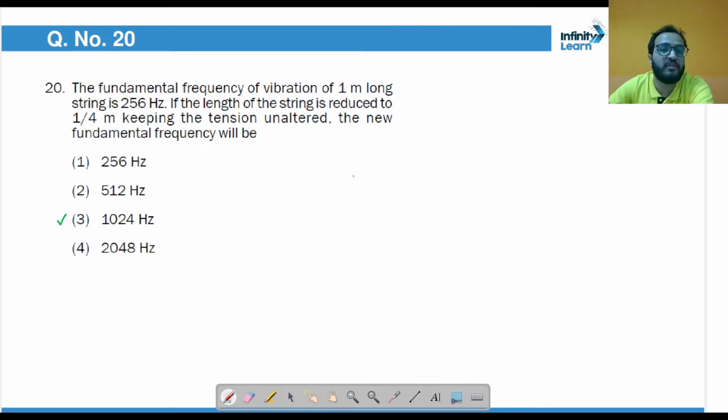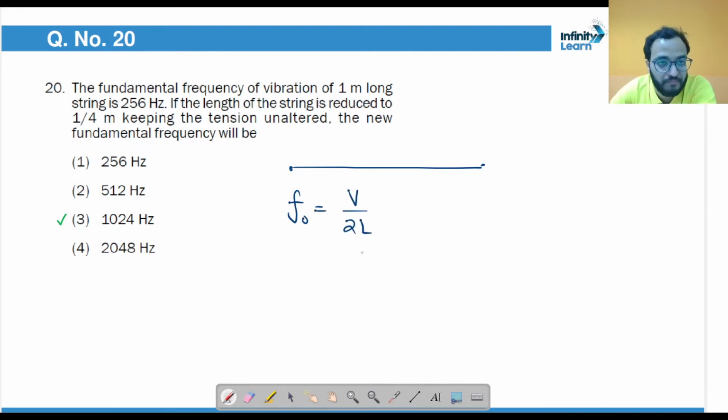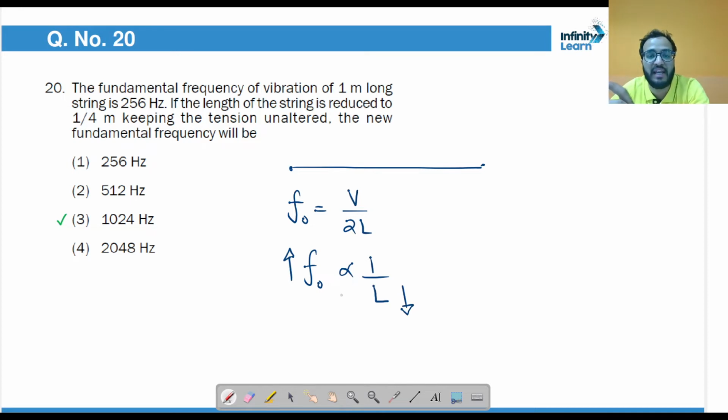Second, the fundamental frequency of vibration of a 1 meter long string is 256 hertz. See what is fundamental? V by 2L. So F naught is inversely proportional to length. If you reduce length, frequency increases. So if L becomes L by 4, the frequency will be 4F naught. So just 256 into 4, which is the third option, 1024. Got it?